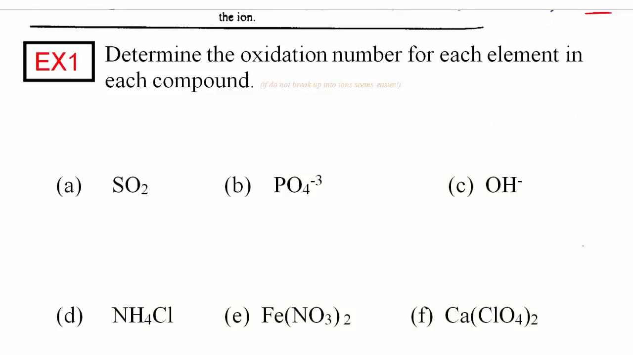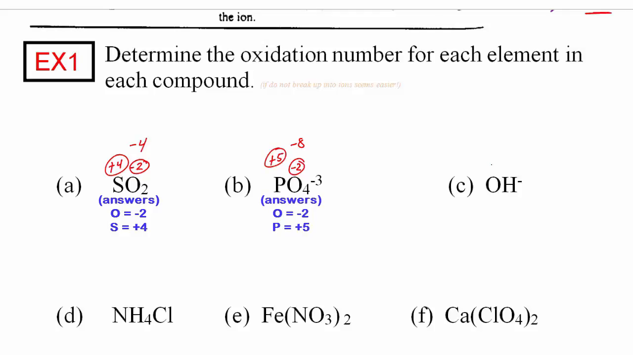So let's try a few of these. Determine the oxidation number of each element in each compound. I'm going to be circling my answers here. Oxygen is -2. 2 times -2 is -4. So sulfur has to be +4. Oxygen is -2. 4 times -2 is -8. We did this one already. Phosphorus has to be positive 5. Hydroxide. Oxygen's always negative 2. Hydrogen positive 1. And it works. Positive 1 and negative 2 is a negative 1.